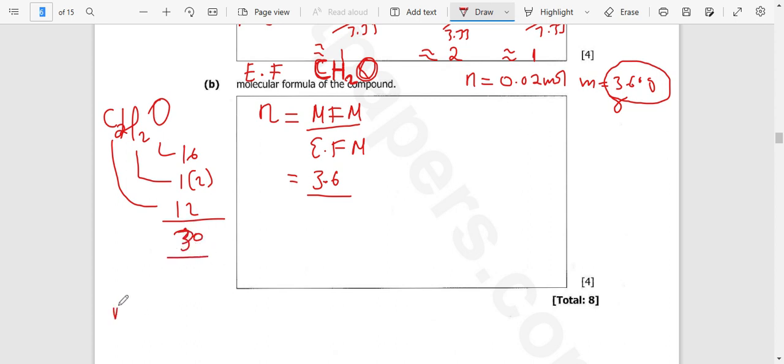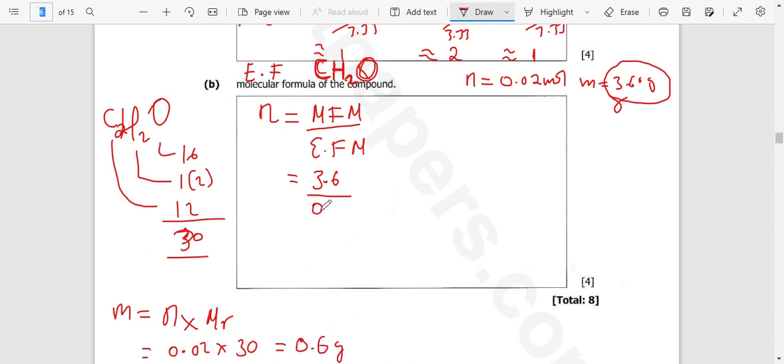So we now find the mass. How do you find mass when you know the number of moles and molar mass? Make m the subject of the formula. Okay, so mass is number of moles times the molar mass. The number of moles we've been given already in the question as 0.02. The molar mass is 30. So multiply 30 by 0.02. That is going to give us 0.6 grams.